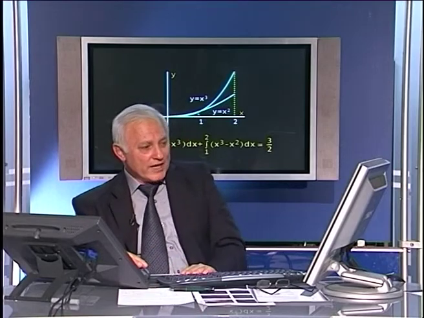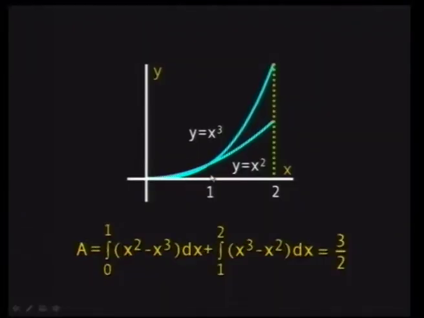So here, where x is from 0 to 1, x squared is greater, and from 1 to 2, you have x cubed, which is greater. So in order to obtain the area between the two, here you subtract x squared, which is greater, minus x cubed from 0 to 1, while here you get x cubed minus x squared, because this is greater from 1 to 2, and you add up the integrals with their signs, so you get at the end 3/2.